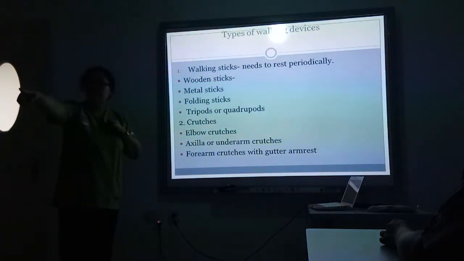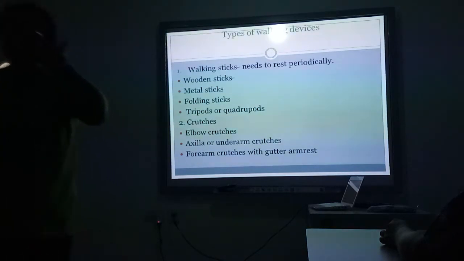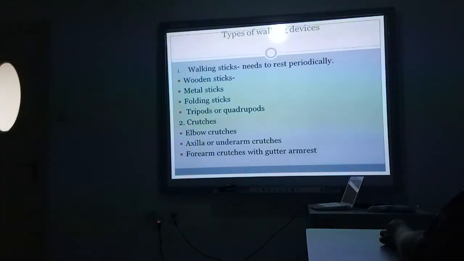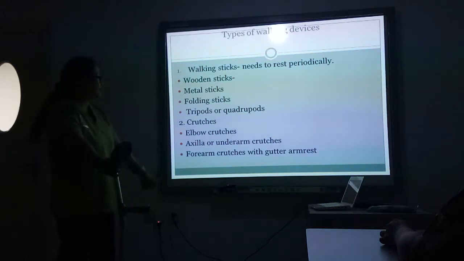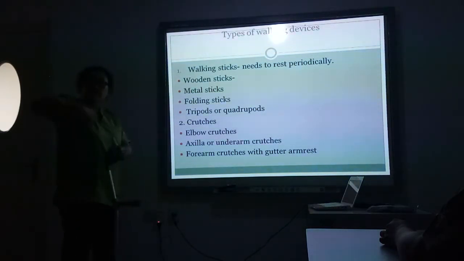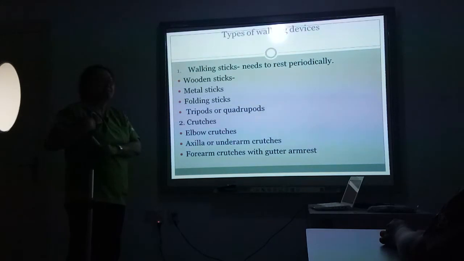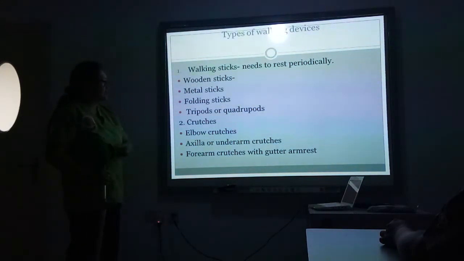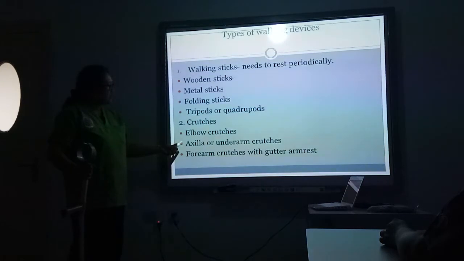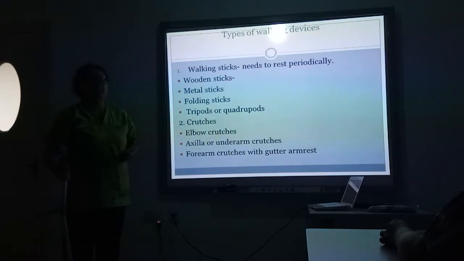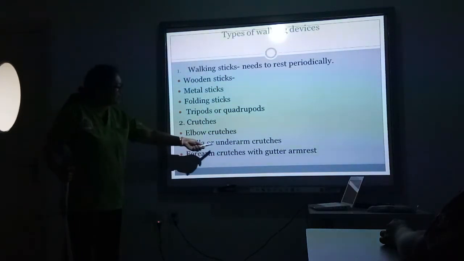Okay. That one is one example of crutches. This one. So we have elbow. Ito ang elbow, kasi hanggang dito lang siya. We have axilla, underarm yung hanggang dito. Very common yan, di ba? Saklay. And forearm crutches with gutter armrest. Okay. Forearm hanggang dito lang siya. Okay, marami. Pero, they are the same as crutches. They have the same objective. Okay, axilla, very common, and elbow.